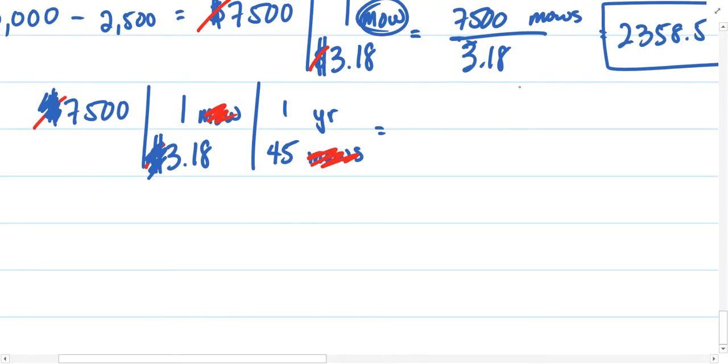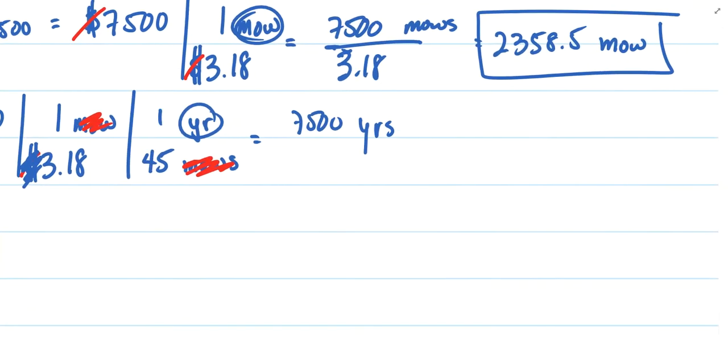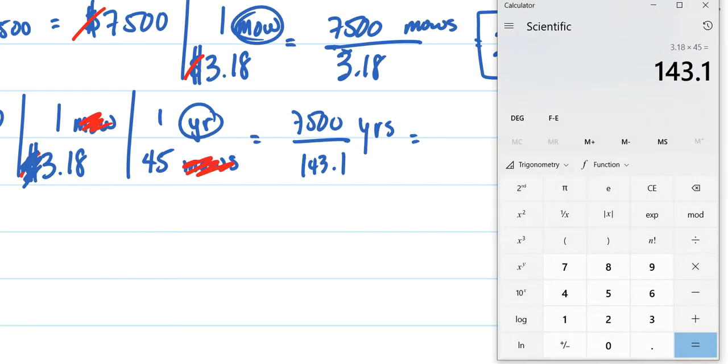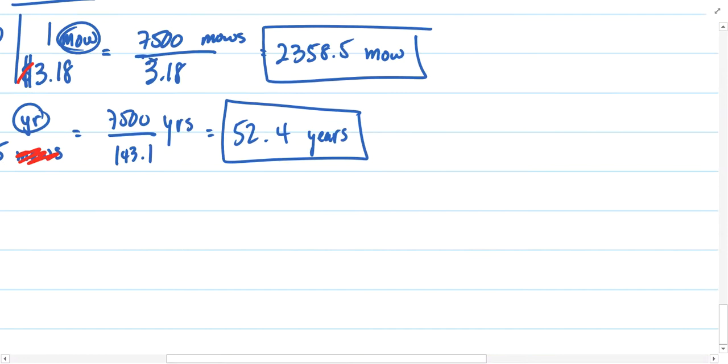What if I use the T-chart down below? Now when I multiply across, I still get 7,500, but the unit that's left over is years, 7,500 years, and then across the bottom, 3.18 times 45 is 143.1, and when simplified, 7,500 divided by 143.1 is 52.4 years. So how's that for an eye-opener?